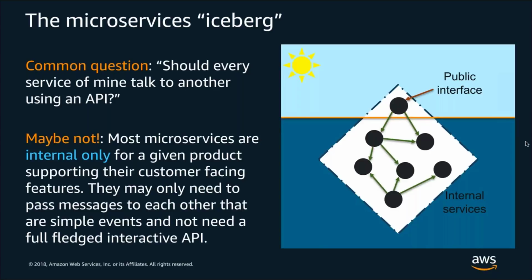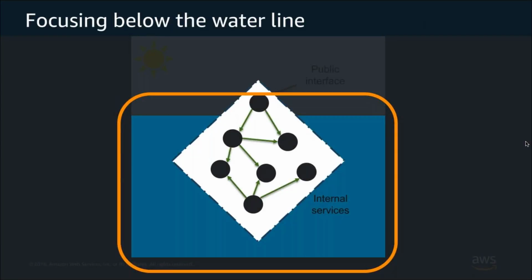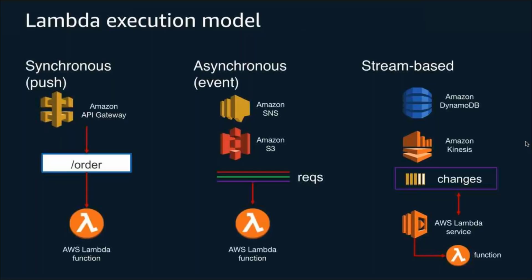And so what we often see is that there are other options for talking between services inside of a microservices architecture that aren't just traditional APIs, or in this case, bespoke APIs that you yourself might be building. So we're going to talk today about the various different ways that you can invoke services between each other across a number of different AWS services, essentially focusing on what is below the waterline of this iceberg.